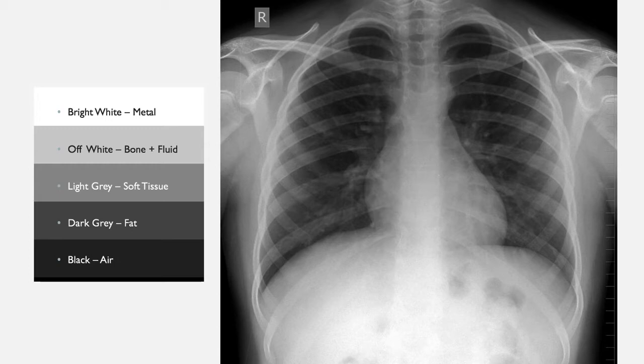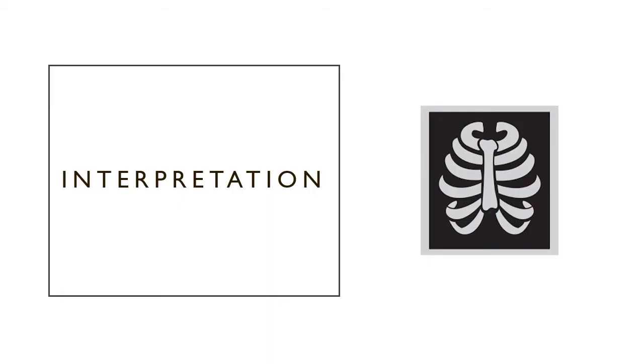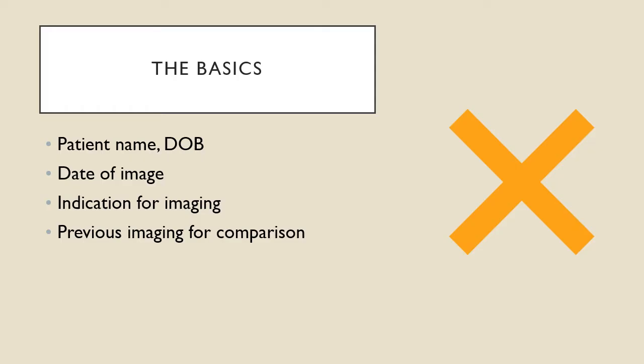There are tons of reasons why a chest X-ray may be ordered, but some of the more common indications for imaging you'll encounter include chest pain, shortness of breath, trauma, or hemoptysis. Now let's get to the juicy stuff, interpreting the image. While trying to examine everything on a chest X-ray can be overwhelming at first, going through each X-ray you see systematically in the same way every time will set you on the right track.